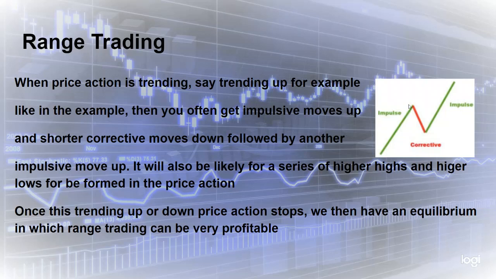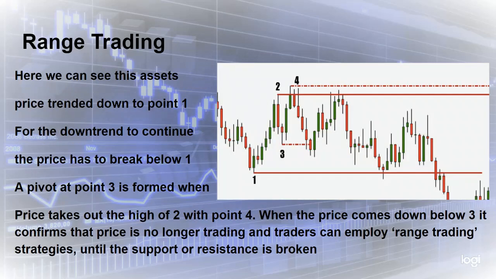It will also be likely that a series of higher highs, a high here and a high here, and a series of higher lows, so a low here then a higher low here, will be formed in that trending up price action. Once trending up or down price action stops, then what we have is called an equilibrium, and that is when range trading can be very profitable.